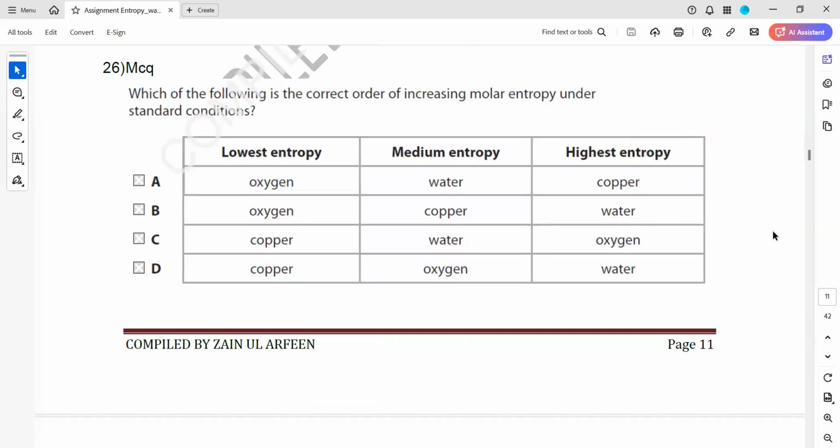Which of the following is the correct order of increasing entropy under standard conditions? Oxygen, water, copper. The lowest should be copper, which is solid. Just check the state. Copper is solid at room temperature, water is liquid, and oxygen is a gas. First, you give priority to the states. Then, if the states are the same, you give priority to the number of particles. But the first priority is the states, then the number of particles.